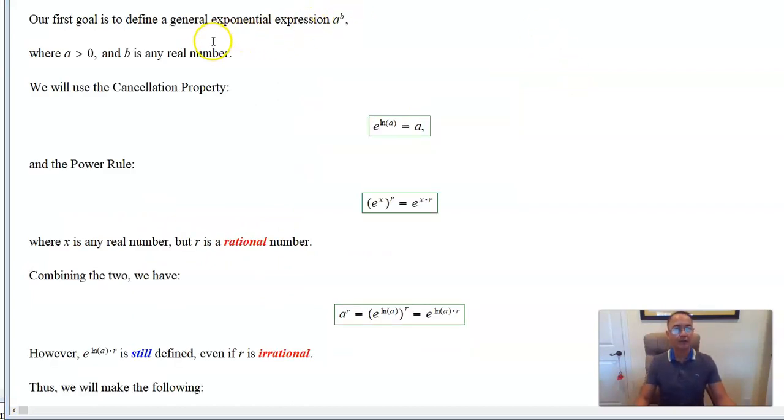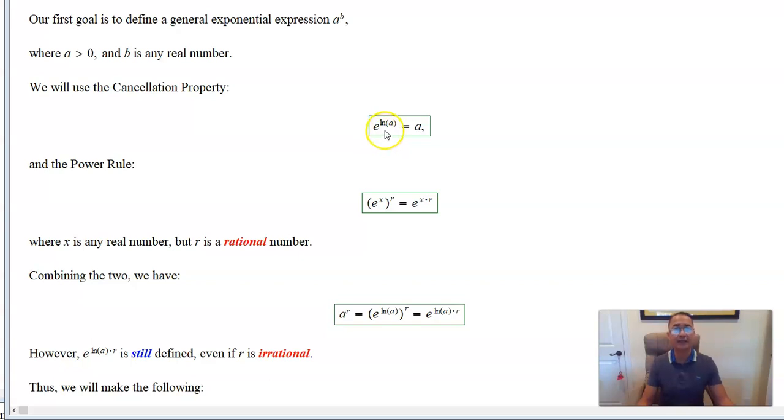All right, so we want to define a general exponential expression, a to the power b. To make it make sense, we will restrict a to be positive, but b can be any real number. All right, so why do we need a to be positive?